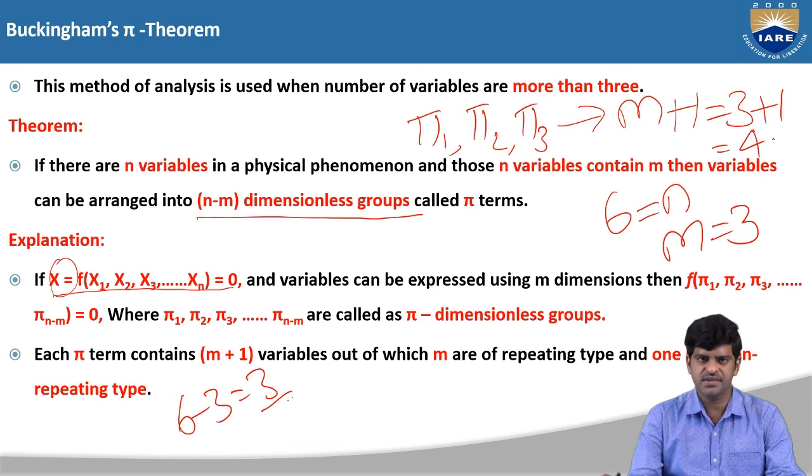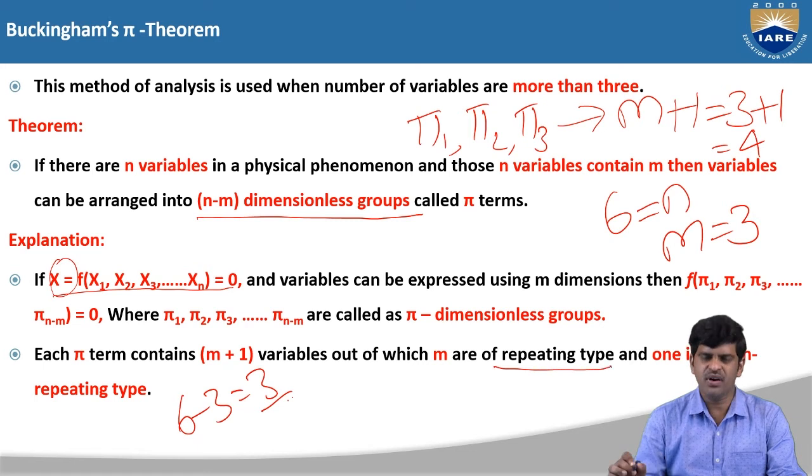4 variables, meaning in the pi 1 term we have 4 terms, in pi 2 we have 4 terms, and in pi 3 again 4 terms. That is 3 plus 1 terms. What is this 3? This 3 is called the repeating variables, and the 1 is called the non-repeating variable.